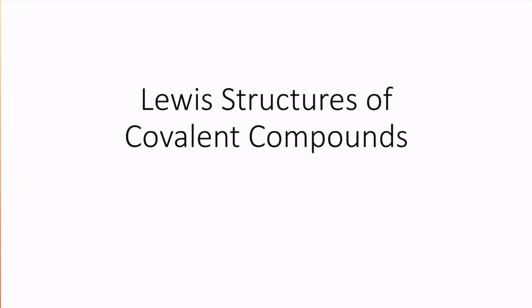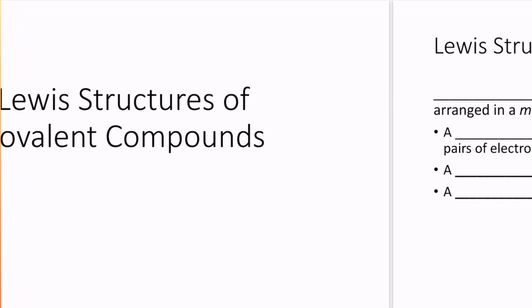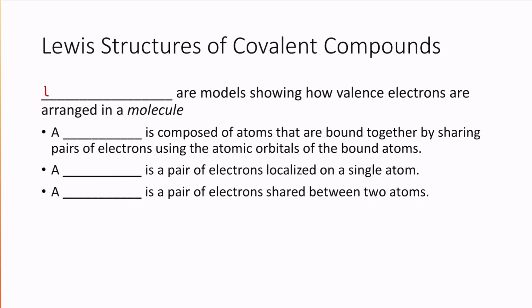In this video, we are going to look at the Lewis structures of covalent compounds. Now, a Lewis structure is a model, and these models show how valence electrons are shared within a molecule. A molecule is composed of atoms, and these atoms use covalent bonds. So they're held together by sharing of electrons, and you get the atomic orbitals that overlap. That's how the electrons are shared.